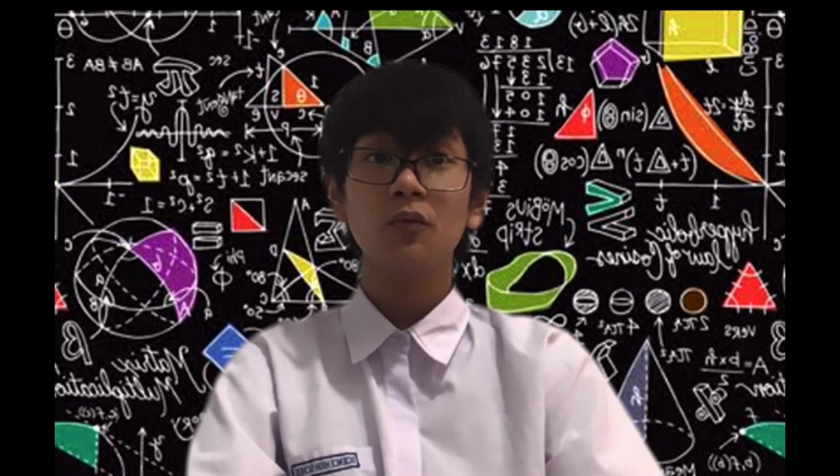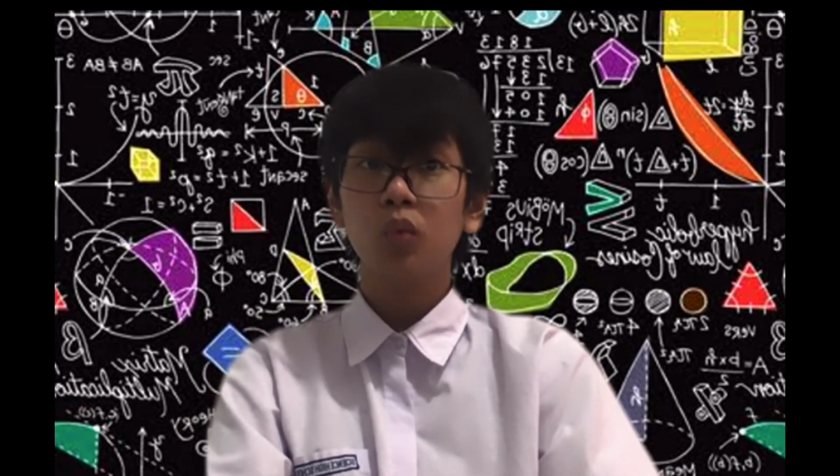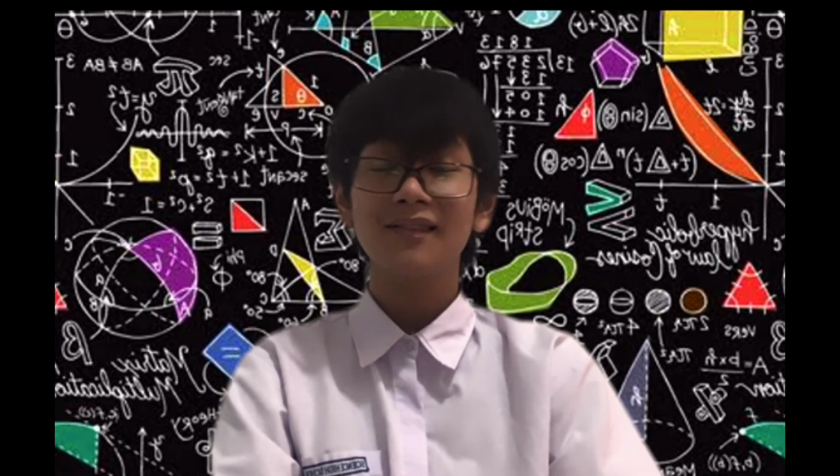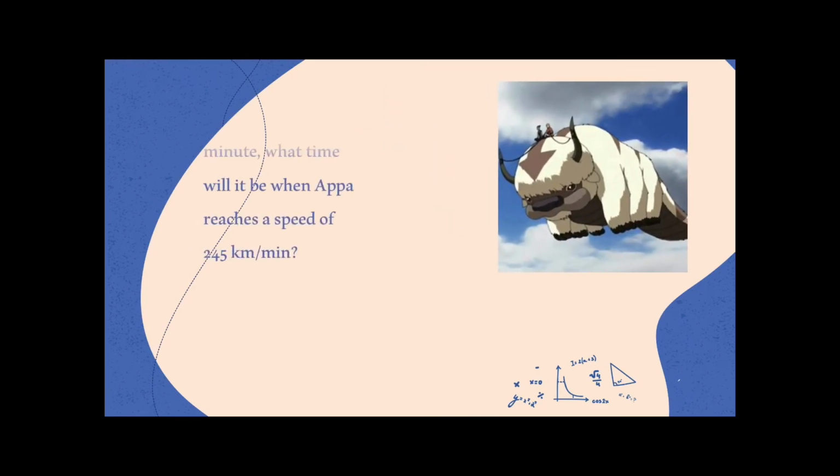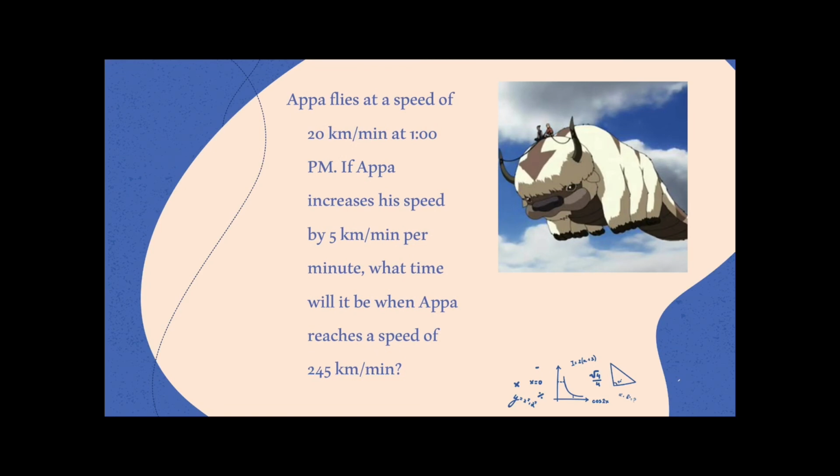It's time for us to apply what we learned in a word problem. Let's try and solve this problem that I prepared. Hey everyone, this is Appa, the flying bison. Appa flies at a speed of 20 kilometers per minute at 1 p.m. If Appa increases his speed by 5 kilometers per minute every minute, what time will it be when Appa reaches a speed of 245 kilometers per minute?